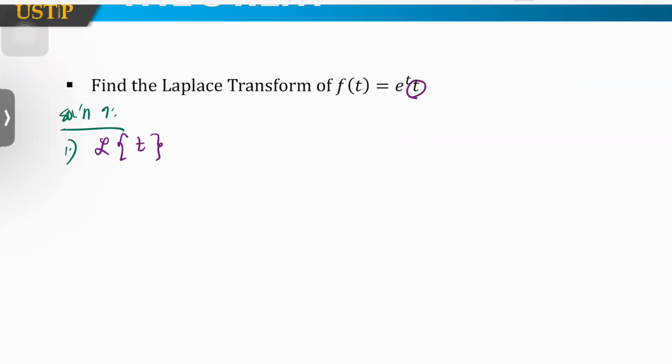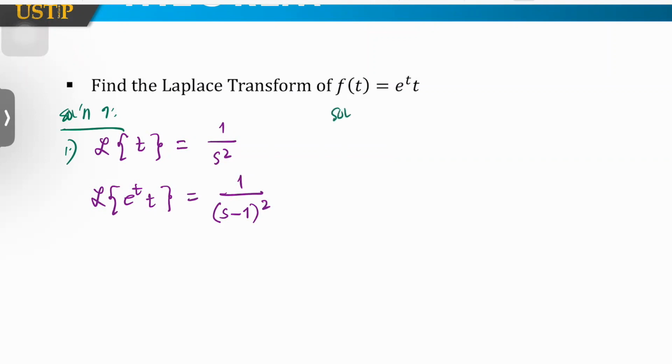Multiplied by e to the t, right? So, if you can recall, the Laplace transform of t is 1 over s squared. Now, if we multiply that with e to the t, what will happen to our s? We replace it with s minus alpha. Now, alpha in this case is 1, since it is e to the t. So, meaning s minus 1. The s is replaced with s minus 1, squared. So, this is our Laplace transform of e to the t times t.